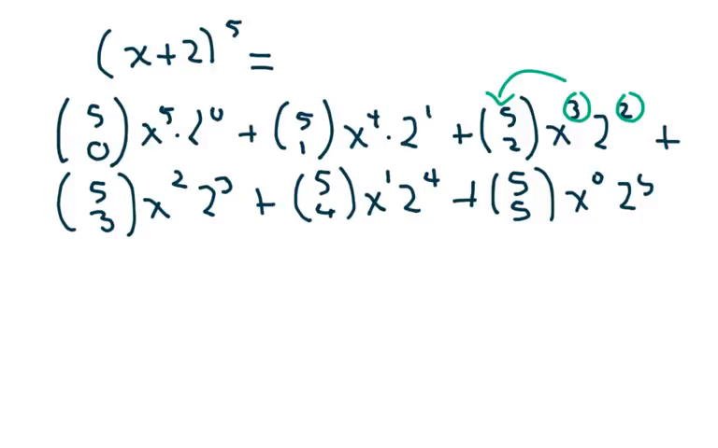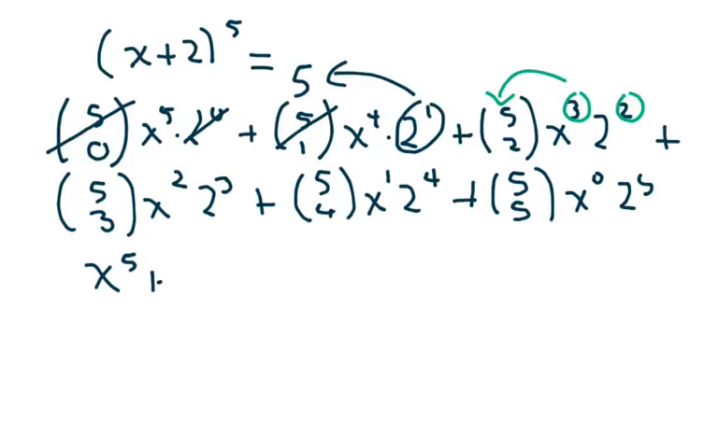Now, first of all, we already know that this equals 1, and 2 to the 0 equals 1. So we just have x to the fifth. You also know that this just equals 5. So you have to multiply 2 times 5, and you get 10. And multiply x to the fourth.